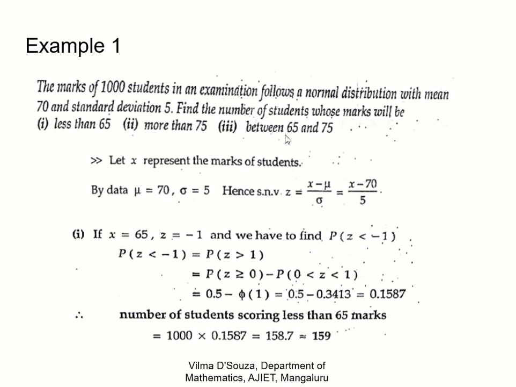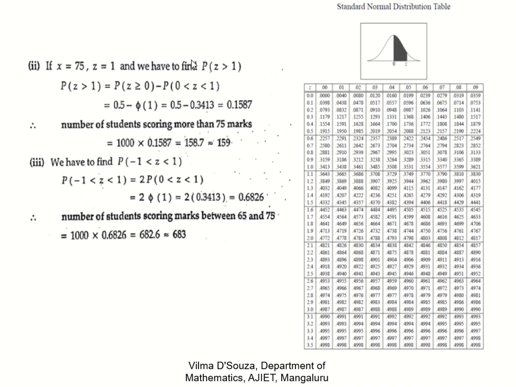Find the number of students whose marks will be between 65 and 75. First you need to find the probability of x varying from 65 to 75. Find that probability and multiply it by the number of students, 1000. Now what is P of 65 less than x less than 75?